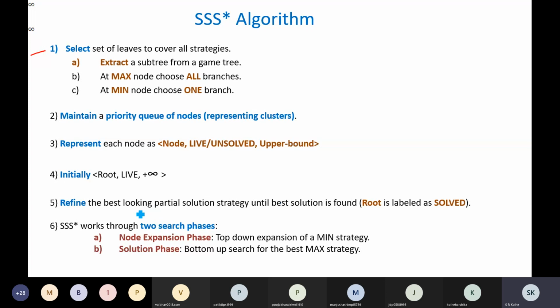Okay. Then as we have seen, we will maintain a priority queue of nodes which will represent the set of clusters, and each node, if you are writing a program, then you will be representing that as a node, whether that node is live or unsolved, and you define the upper bound. So the algorithm works like a best first algorithm. Refine the best looking partial strategies till the best solution is fully refined.